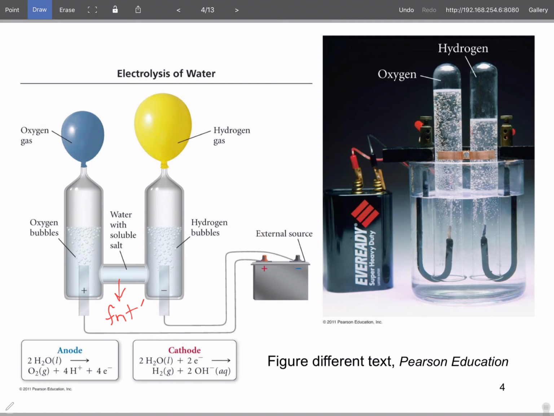What you're doing is producing oxygen gas over here and hydrogen gas over here. Notice that this is 2-to-1 size-wise. Over here, you got the same thing. This is the hydrogen and this is the oxygen. And so you can use electrolysis to produce hydrogen and oxygen gas from water.